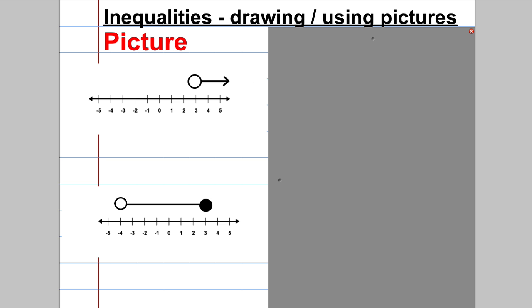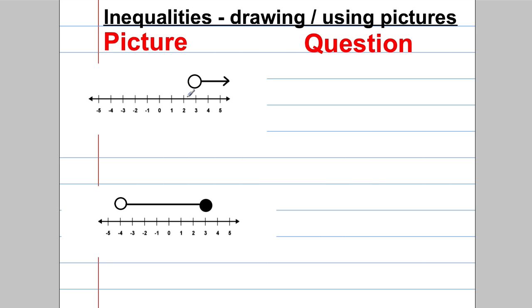Sometimes they give you the picture and they ask you to state the inequality. So here, if they ask you to state this, 3 is the key number. You want your x bigger than 3, so it's x bigger than 3. It's not or equal to because it's not coloured in. Right? What about this one? Well, x is sandwiched between two things here. It's between 3 and -4. It can't equal -4, so we're happy with that, but it can equal 3, so you use that symbol like that. Okay, so that's the other way.